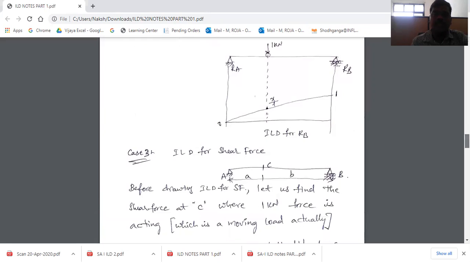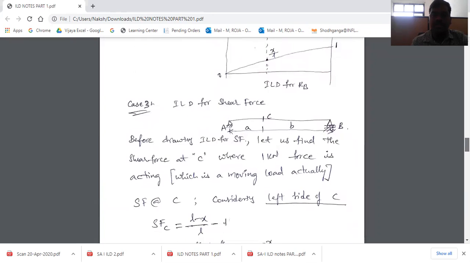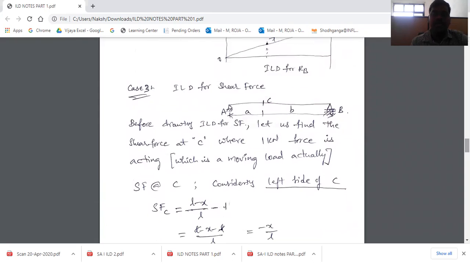Next, influence line diagram for shear force. About this, it will be discussed in the next video. Thank you.